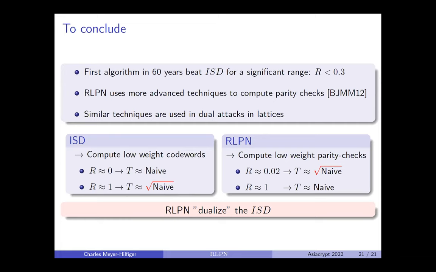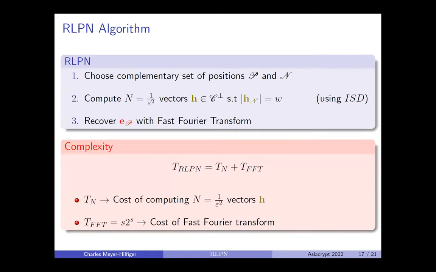You talked at the beginning about focusing on the Gilbert-Varshamov distance. Where does it come in your algorithm? Why do you focus on it? How does it come into your algorithm? It's because, why do we focus on the Gilbert-Varshamov distance?